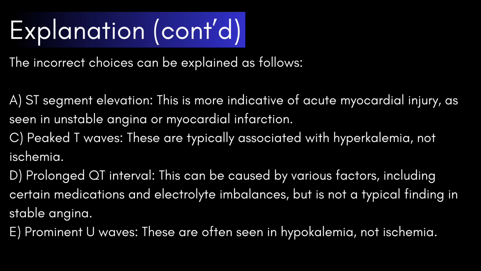A, ST segment elevation. This is more indicative of acute myocardial injury, as seen in unstable angina or myocardial infarction. C, peaked T waves. These are typically associated with hyperkalemia, not ischemia. D, prolonged QT interval. This can be caused by various factors, including certain medications and electrolyte imbalances, but is not a typical finding in stable angina. E, prominent U waves. These are often seen in hypokalemia, not ischemia.